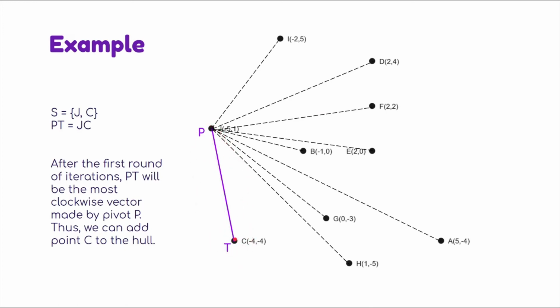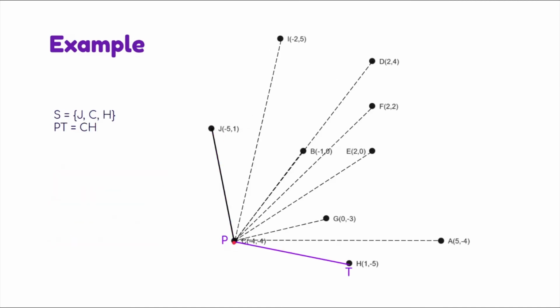So finally, we have this vector PT. It's the most clockwise vector formed by pivot J. And this vector is JC, so we know that C must be in our convex hull, and we add C to the output set and make it our new pivot point. So now we have C as the new pivot point. We repeat the process of finding the most clockwise vector to find all the points in the convex hull.